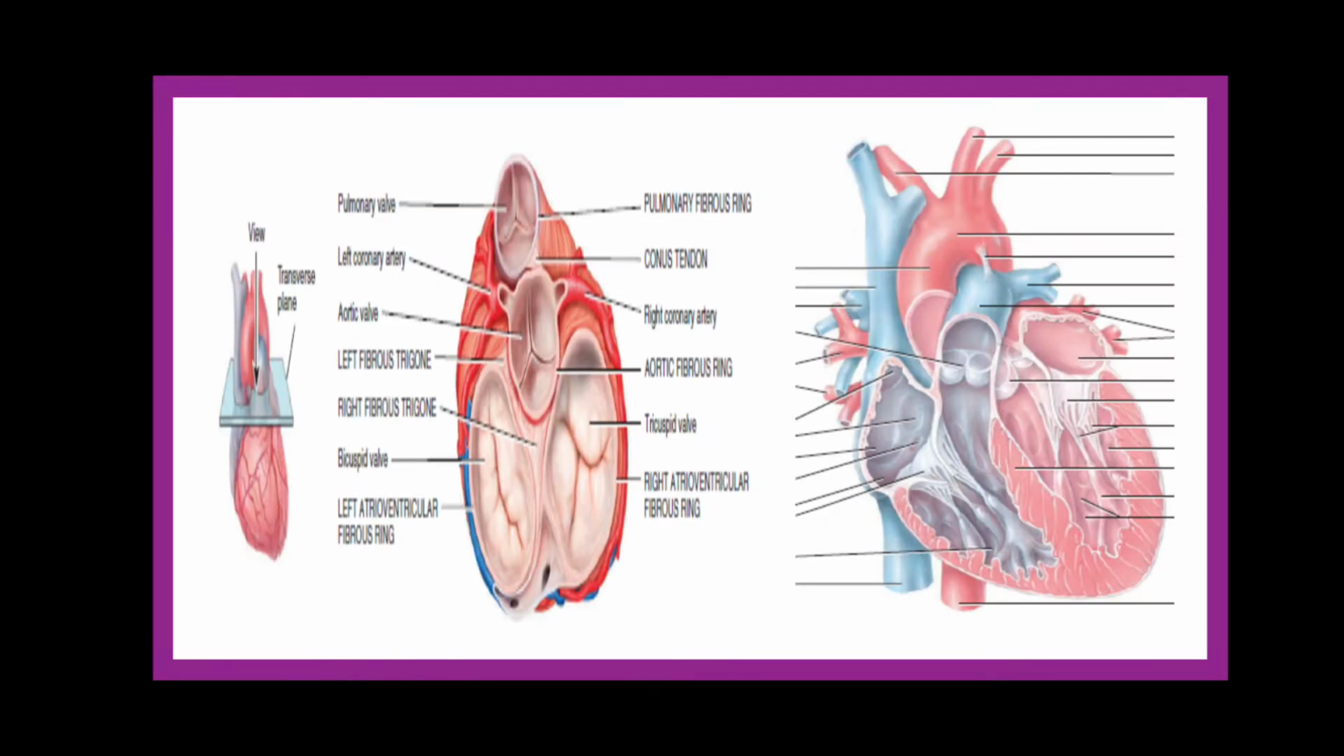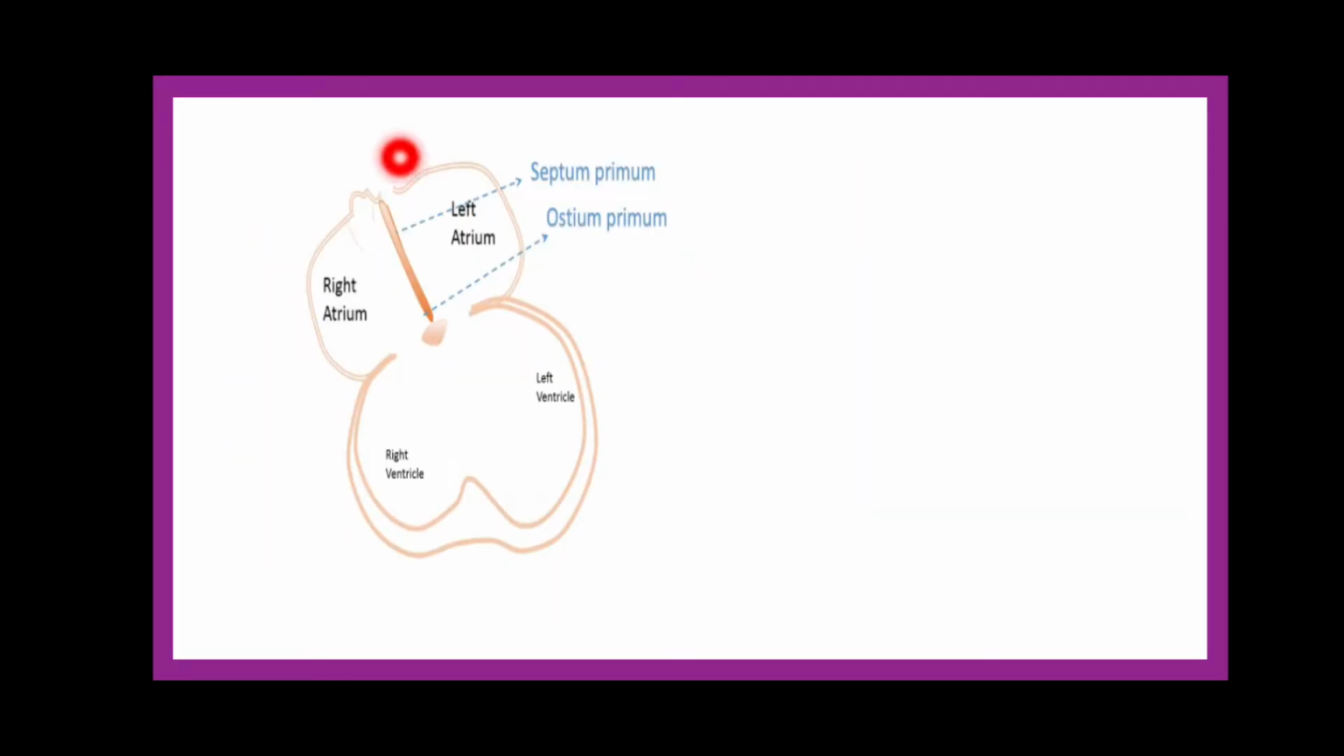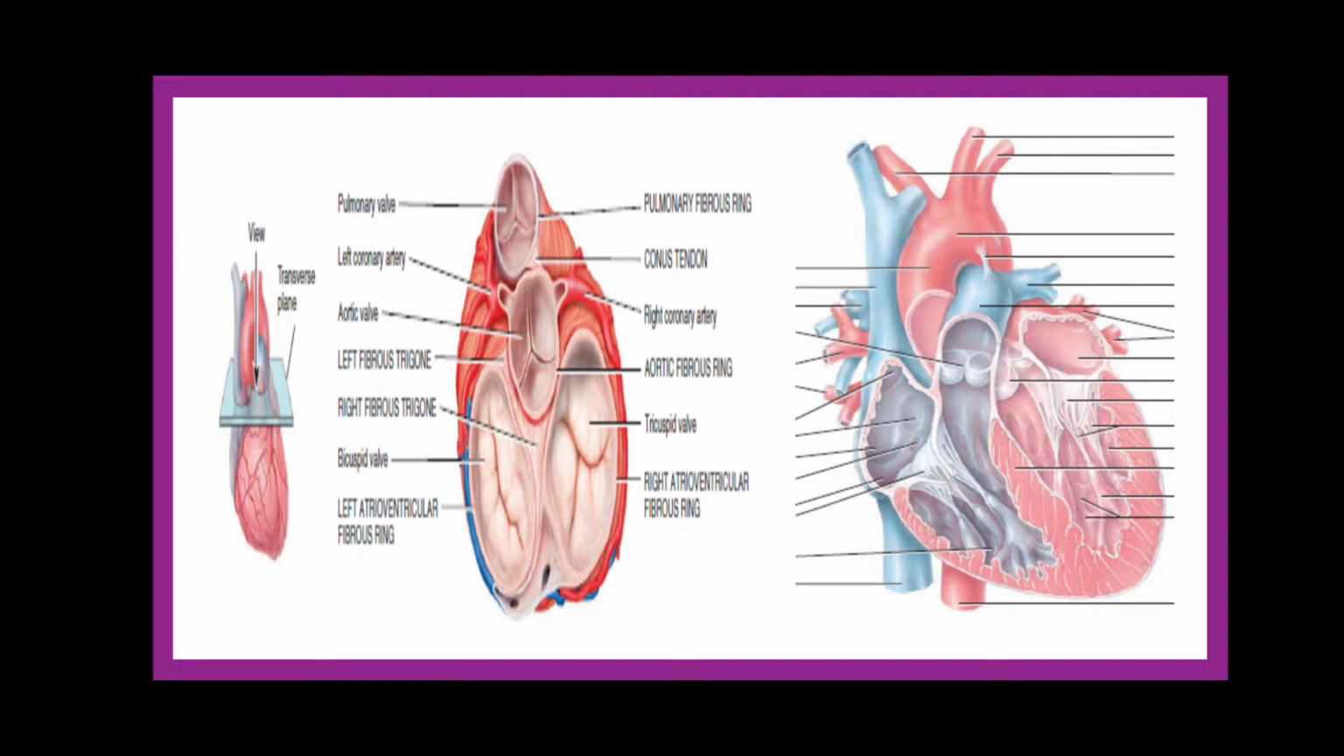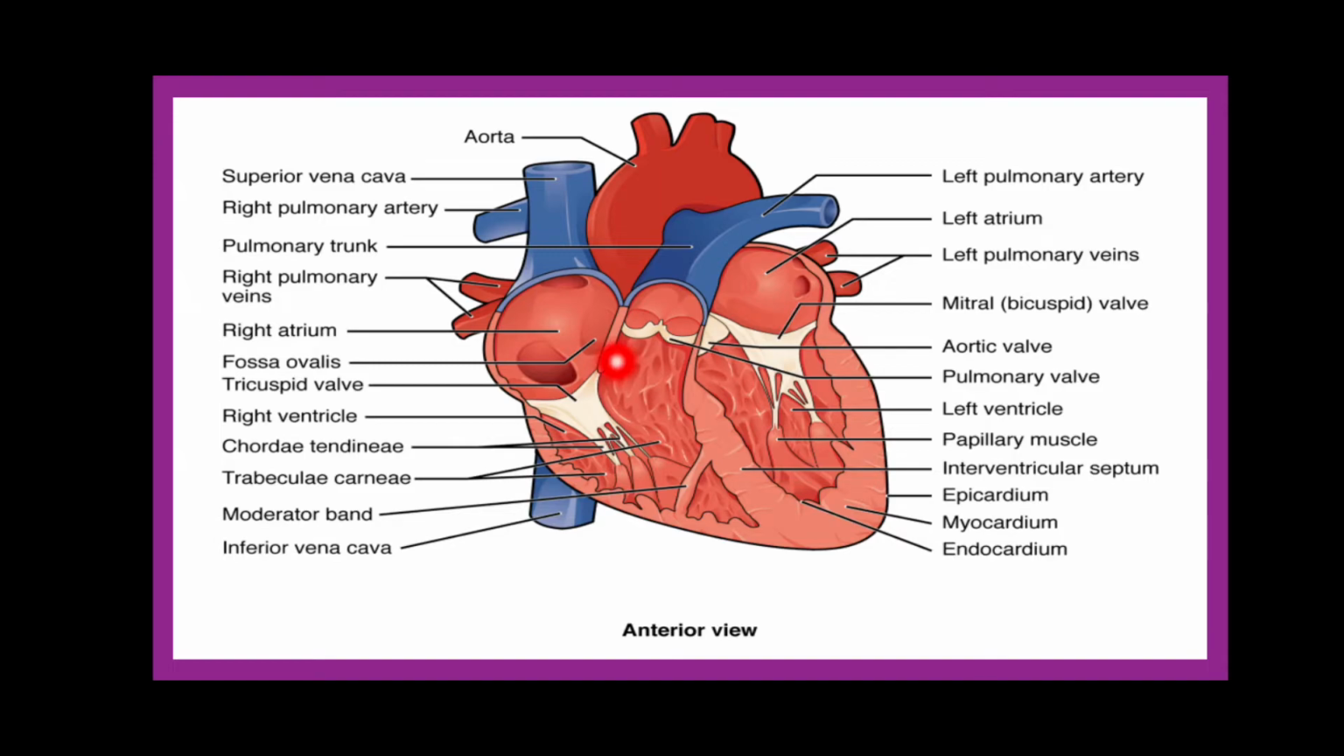If you look at the characteristic feature between the right atrium and the left atrium, this is nothing but the interatrial septum, meaning between the 2 atria. If you see the septum, it is separating the 2 atria. Definitely it will separate the 2 atria. Why? Because these 2 atria contain different bloods.